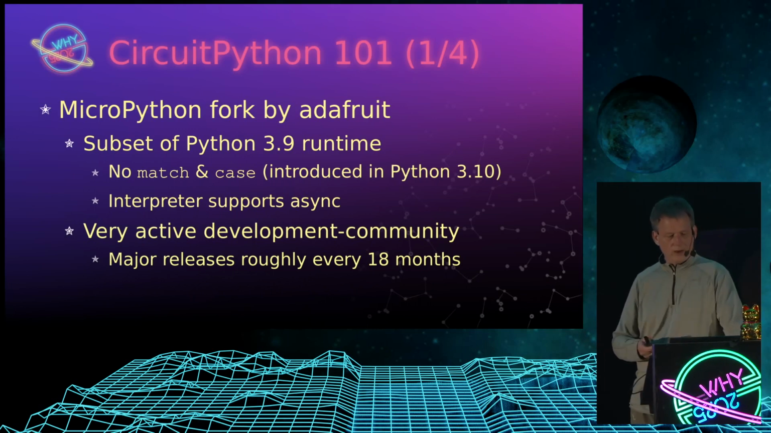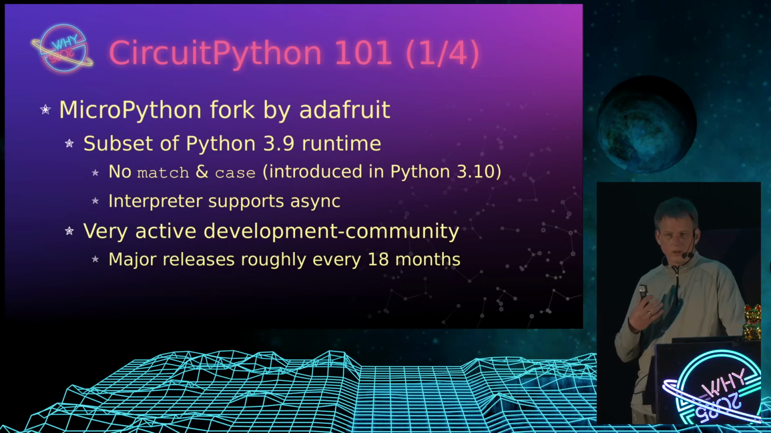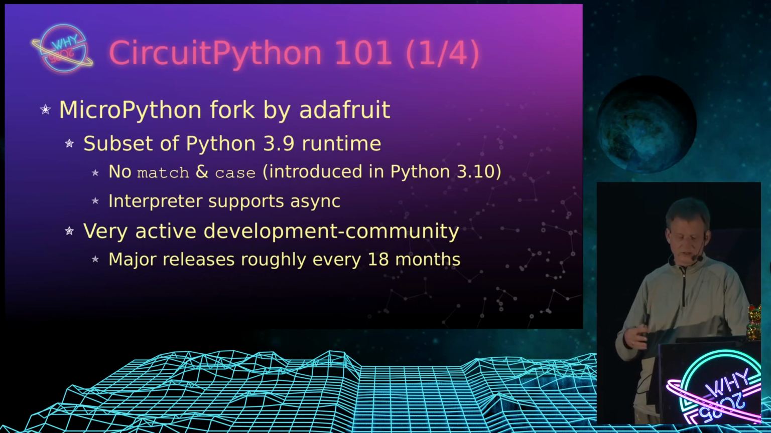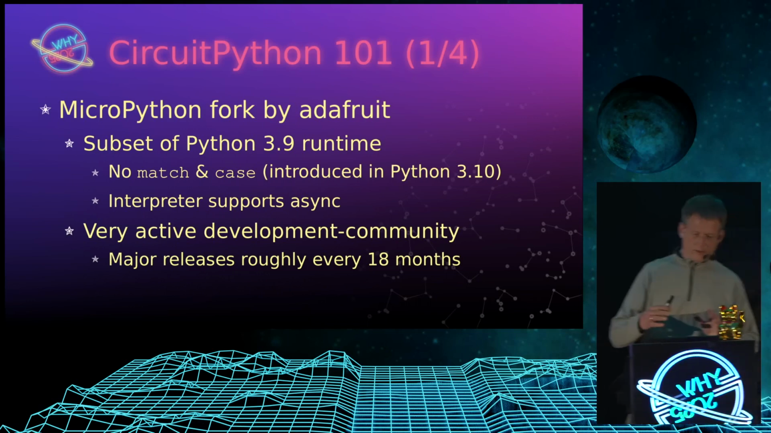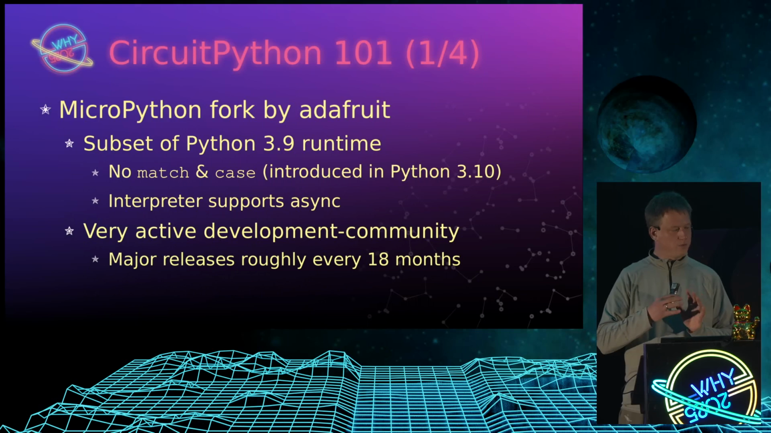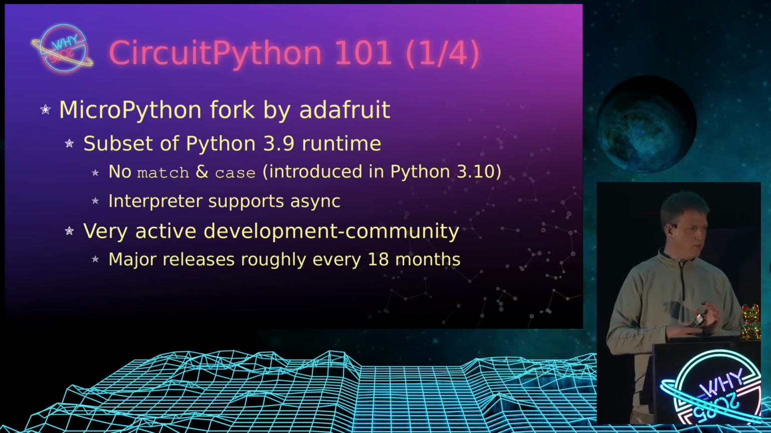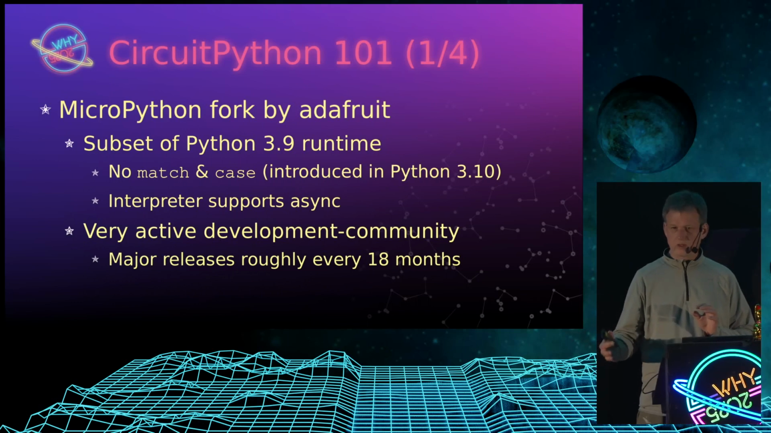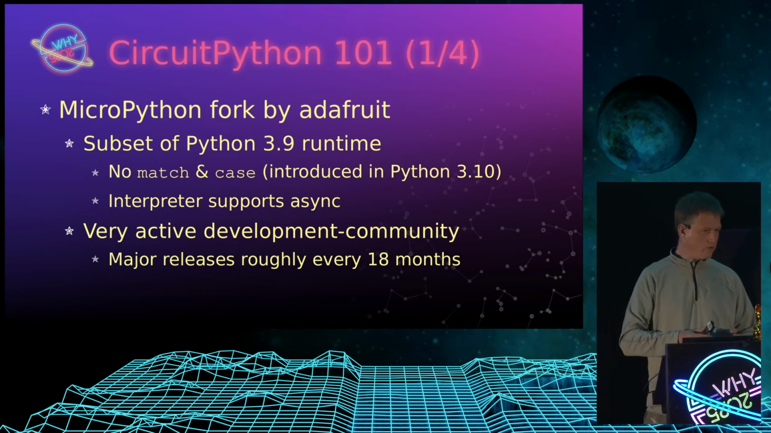So MicroPython is a small Python interpreter. It's developed specifically for embedded controllers, so it's really memory conscious, aimed at small devices. It implements a subset of the Python 3.9 runtime, and CircuitPython is a fork of MicroPython by Adafruit. What they did is tailor it for ease of use, and they set up a build system so that especially their boards, but a lot of other boards from other manufacturers, are readily supported with CircuitPython.